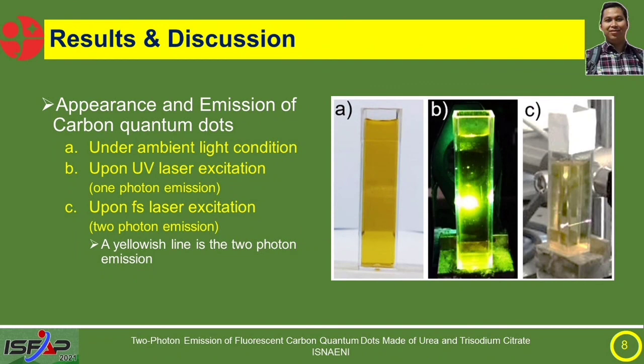Synthesized carbon quantum dots have a light brown color appearance in liquid form. We noticed that the solution was stable for weeks. Furthermore, the emission of carbon quantum dot was observed under down conversion photoluminescence, figure B, and two-photon emission, figure C. In brief, cyan until green color emission was observed under down conversion photoluminescence. Furthermore, green yellowish color emission was observed under two-photon emission mechanism.